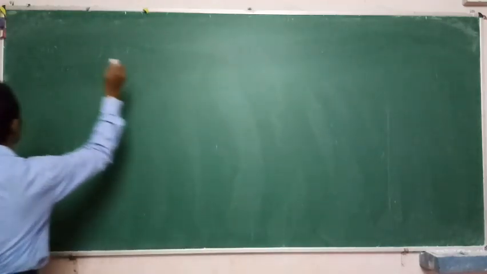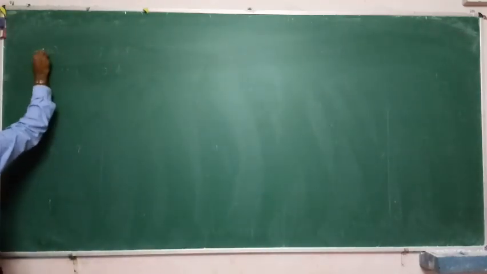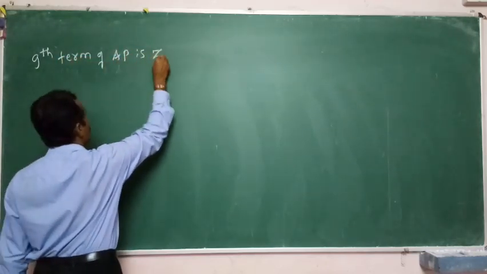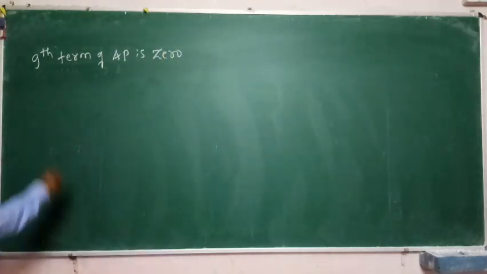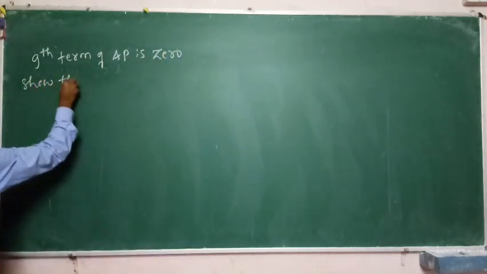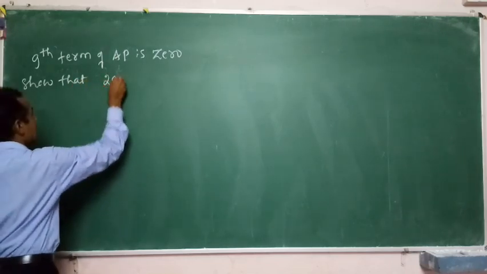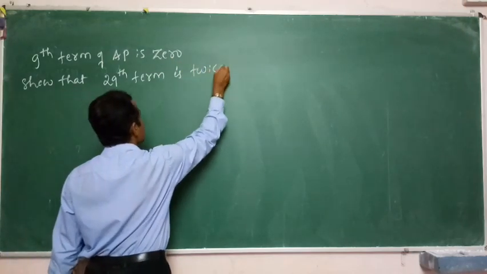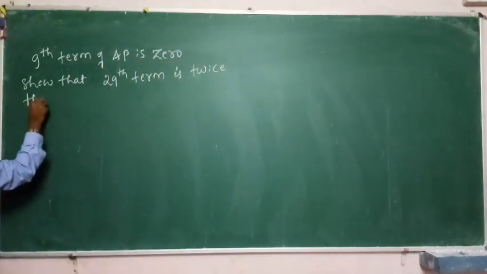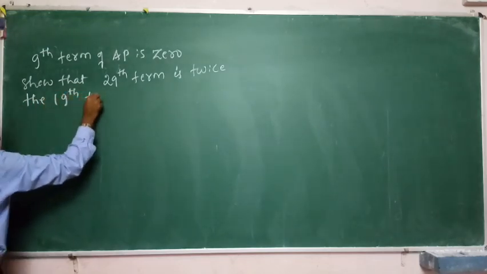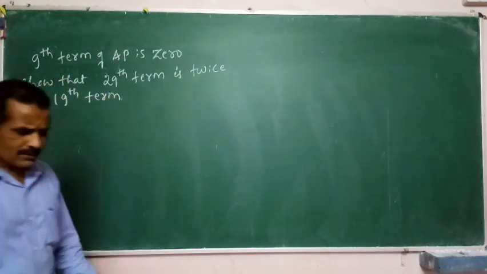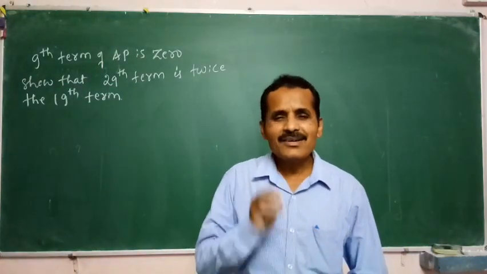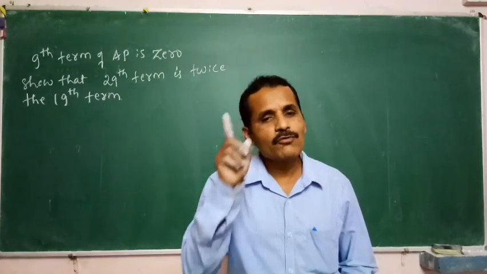Let's go for one problem. Ninth term of AP is 0. Show that 29th term is twice the 19th term. See, whenever a problem is given, my dear children, understand it. Understand what is given and what you have to find.